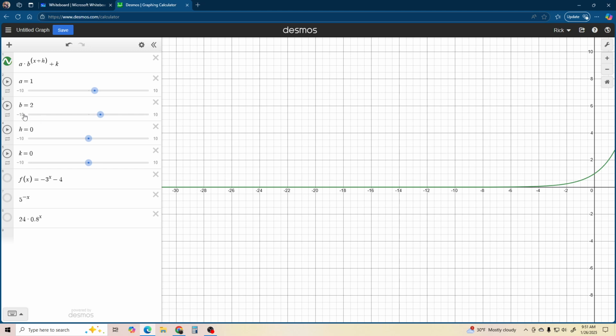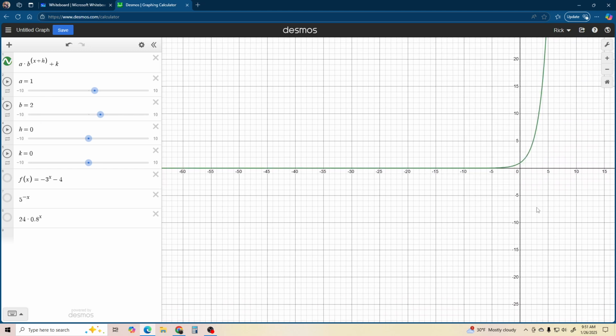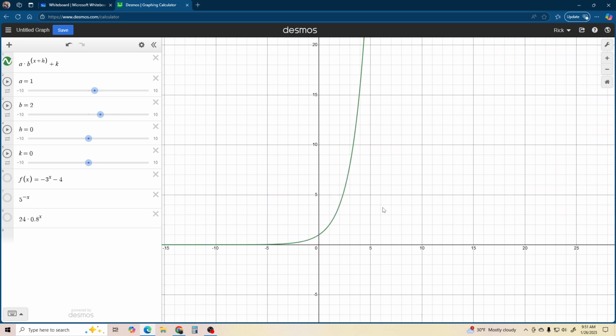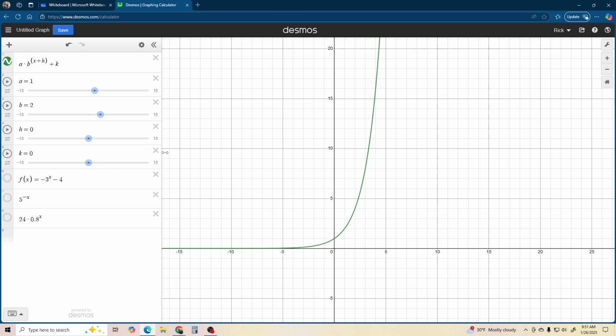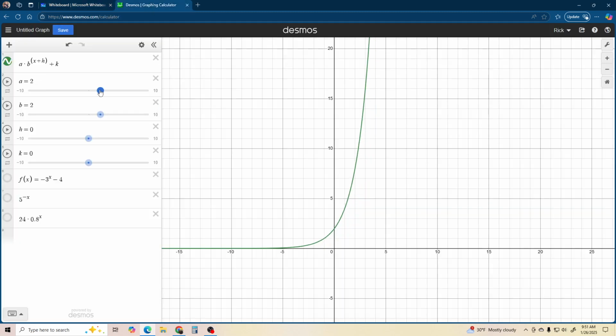So let's go ahead and go to a graph, and let's take our function here. This green one is our function, and what we're going to do is just play around with some stuff, okay? Remember we said that a is going to vertically stretch our graph faster, and it's also going to reflect over the x-axis. So in other words, as a increases, do you see how it stretches faster?